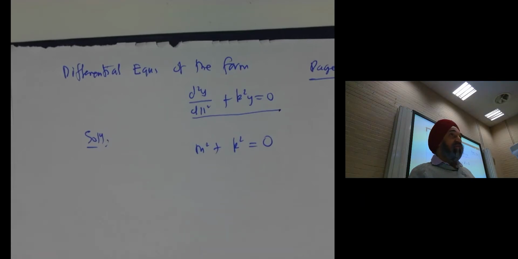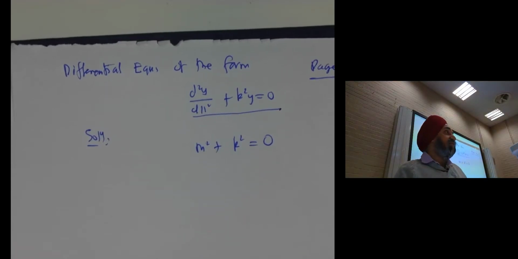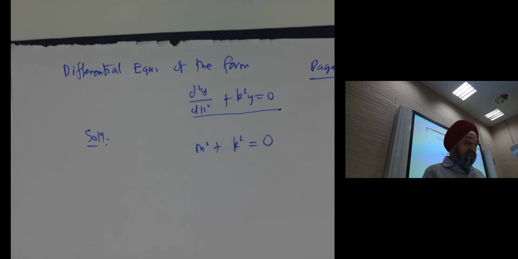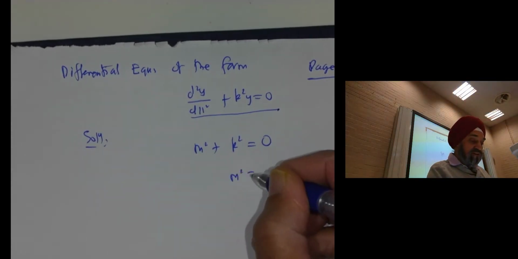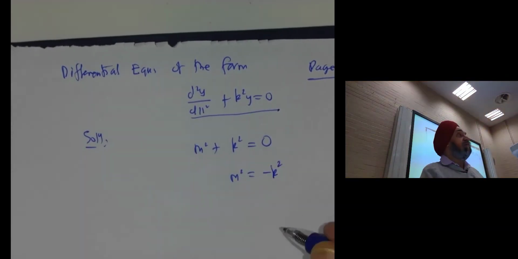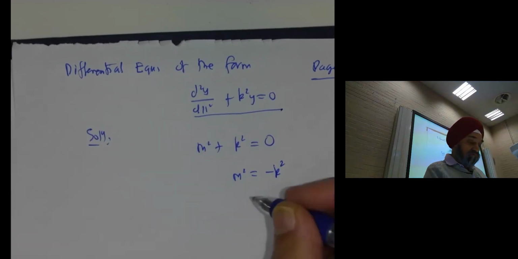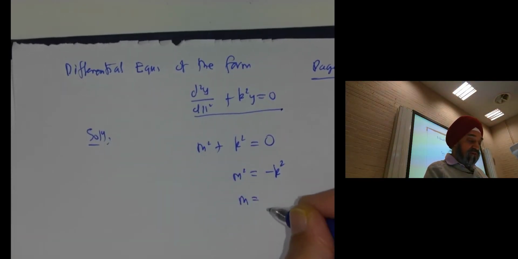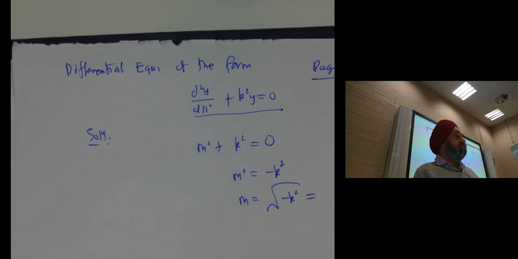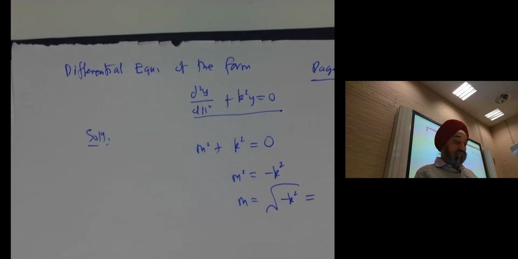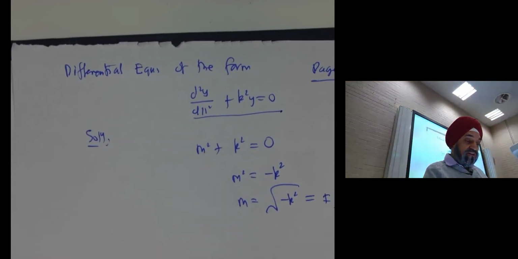That's what we're going to do. How do you solve this? Move the k squared to the other side, so you get m squared is equal to minus k squared. So what is m equal to? m is equal to the square root of minus k squared. So what do we get? Plus or minus jk, isn't it?